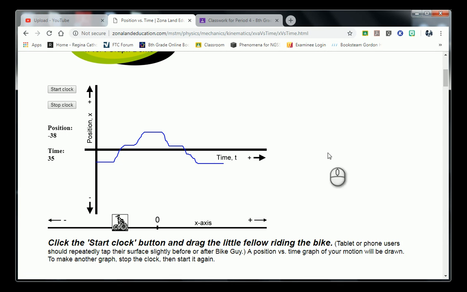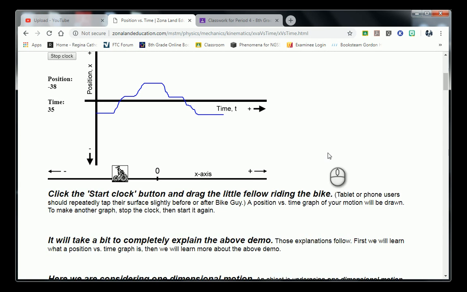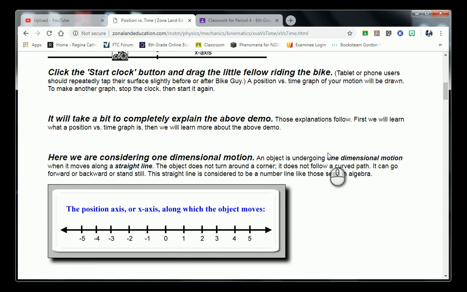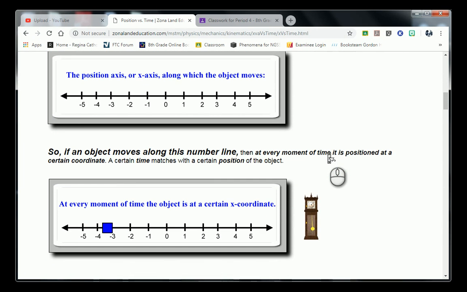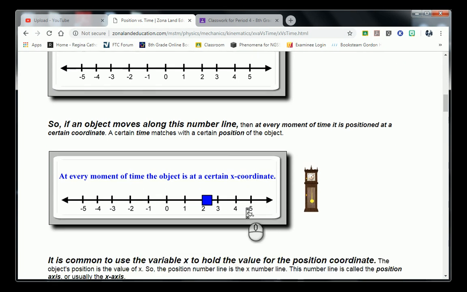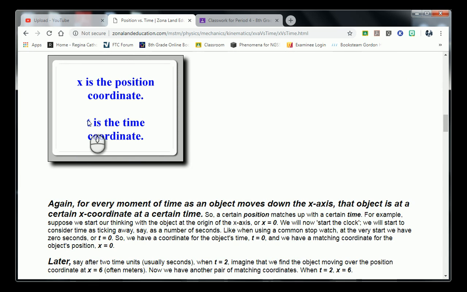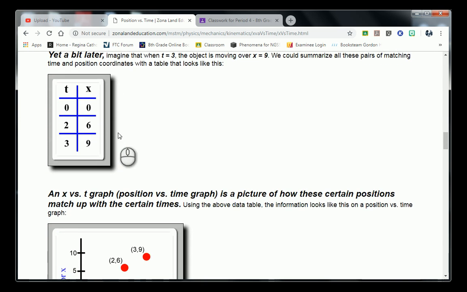If you get done with this part, please scroll down through and read about this information throughout the simulation. This has got some really good information about it. For example, this statement here says, at every moment of time, the object is at a certain x coordinate. So again, doesn't matter where it's at, it'll constantly be moving in terms of time. X is your position coordinate, T is the time coordinate. So this has got some really nice information. This is actually what we're going to be doing with graphing.